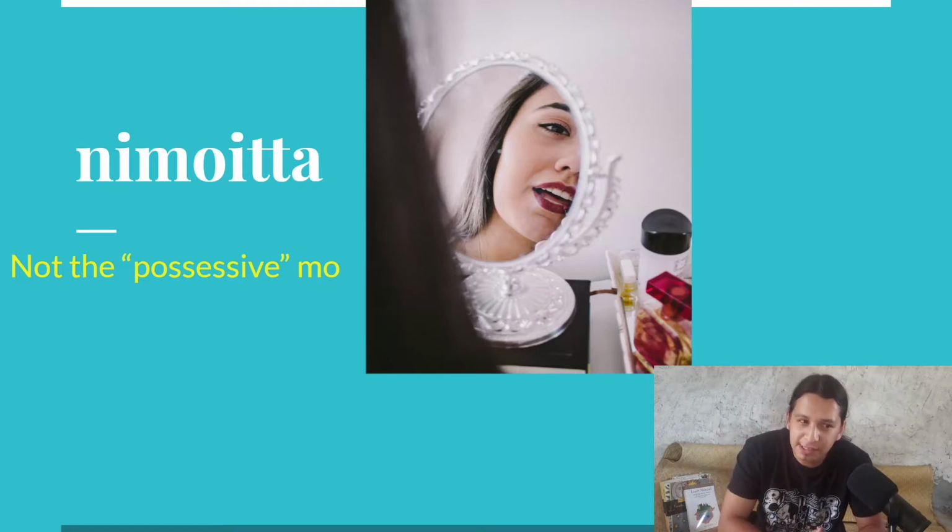You'll know the difference because the mo is used for objects that you own or possess. This mo is used for verbs only. Okay, so very important thing here to not get those two confused. Okay, so when you see mo toca, that's not reflexive. One mo goes on verbs, one mo goes on nouns. Important distinction.